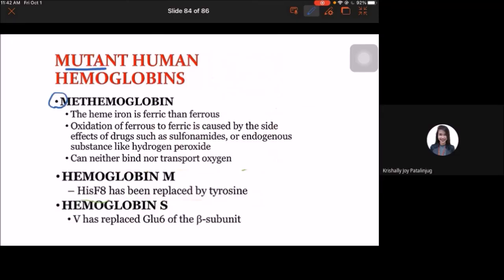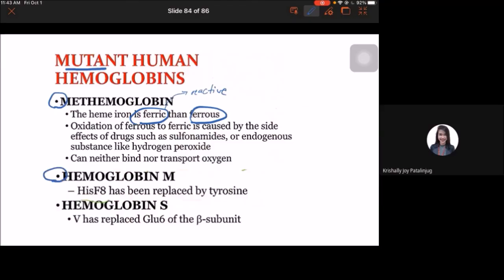methemoglobin. What happens in methemoglobin is that the supposedly ferrous form of iron as prosthetic group in the heme portion of hemoglobin became ferric. What did we say about ferric? This is a more reactive form of iron. And that is not supposedly the iron form that must be present in the heme portion of hemoglobin because that will cause oxidative stress. So that's what happens in methemoglobin. Ferric is the iron present in the heme instead of ferrous.